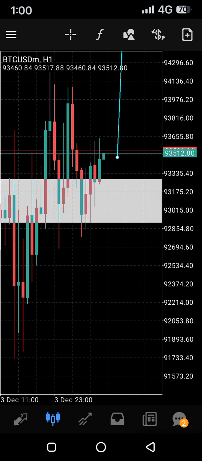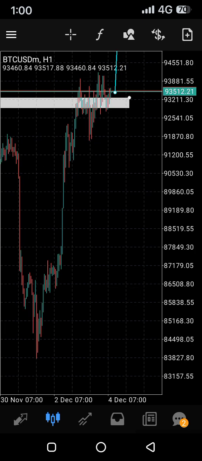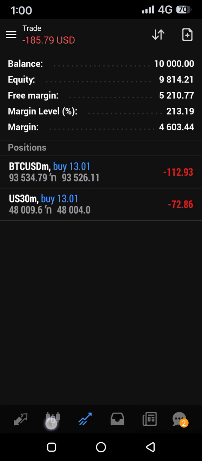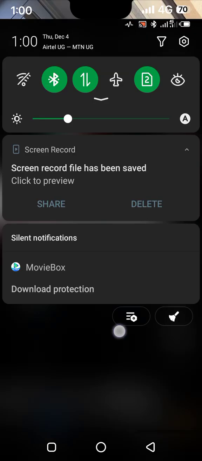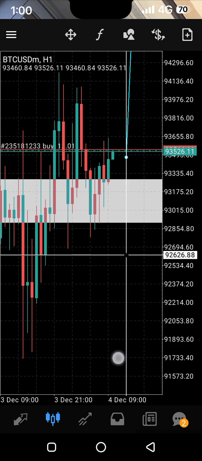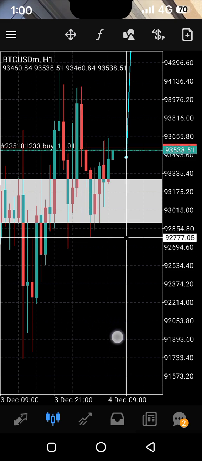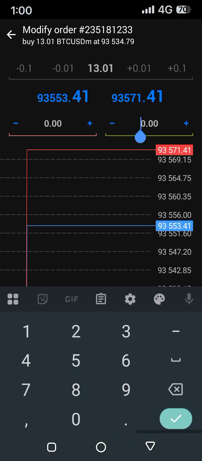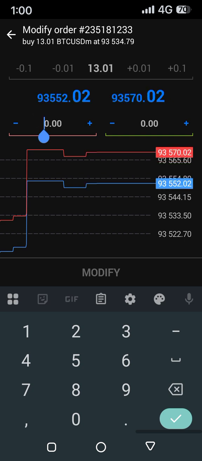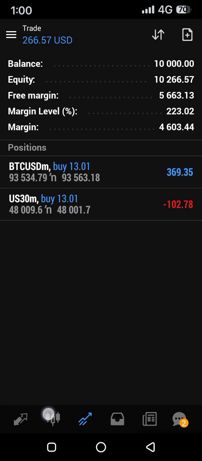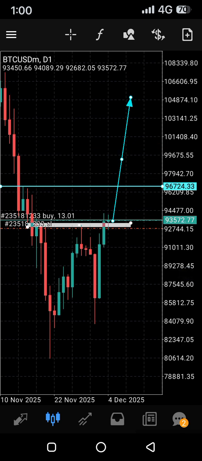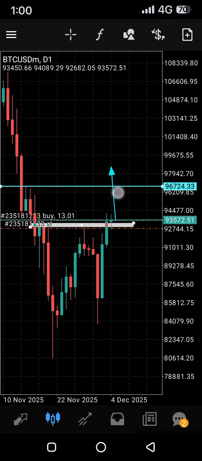On BTC I'll go to the H1 and I realize that price is likely to start buying. Therefore I don't have to worry about anything, and I put my buy for 13 lot. Stop loss for BTC will be underneath the previous low. So this is the previous low over here, so it will be at 92777. Simple as that. BTC is going to buy because on the daily time frame we already have the indication that it wants to go even higher. Anything above this level is good for buy.